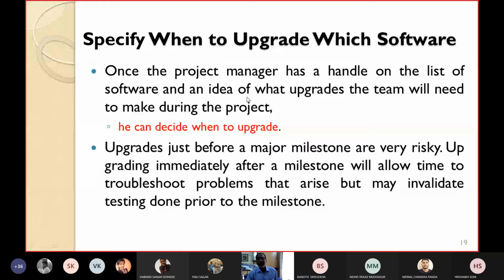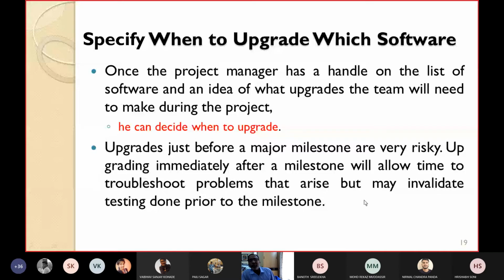Here some guidelines are given. Upgrades just before a major milestone are very risky. Don't do the updates just before a milestone. Say tomorrow you are going to testing, don't do the upgrades today. Or if tomorrow is installation, don't make these upgrades right now. Upgrading immediately after a milestone will allow time to troubleshoot the problems that arise.